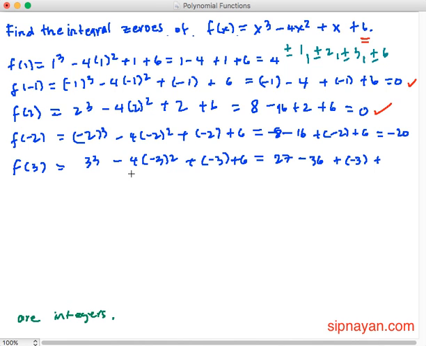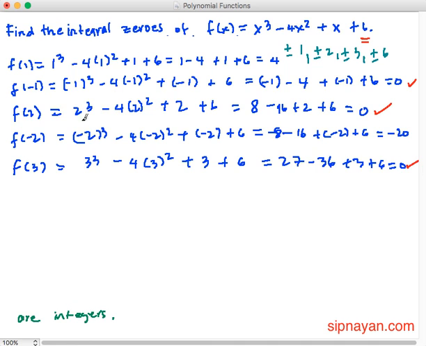Sorry. Hindi pala negative. So this is 3 cubed minus 4 times 3 squared plus 3. Hindi siya negative kasi 3 yung nandito. So lahat ng 3 natin dito positive dapat. Plus 6. Tama? 3 cubed minus 4 times 3 squared plus 3 plus 6. So magiging 27 minus, this is 9 times 4, 36 plus 3 plus 6. So 27 minus 36 is negative 9 plus 3 is negative 6 plus 6 is 0.